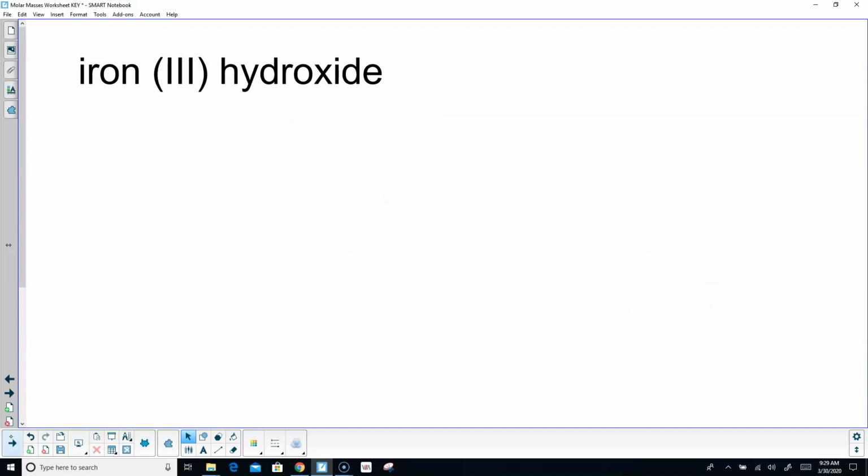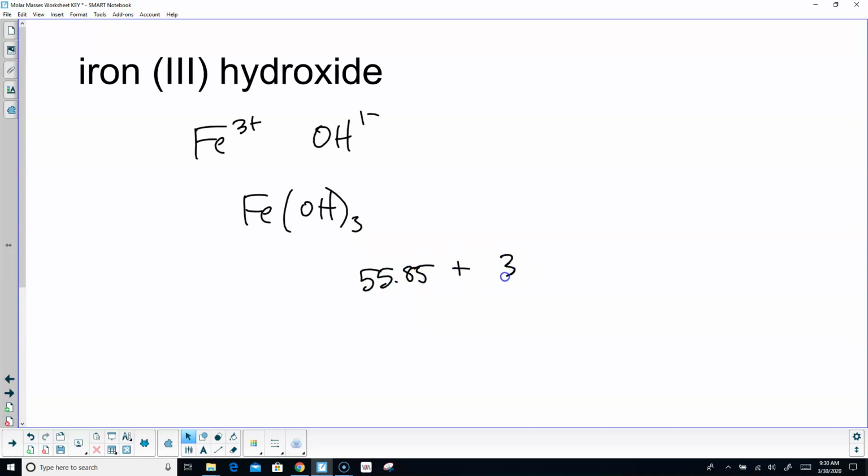Okay, iron 3 hydroxide. That tells me iron is 3+. Hydroxide is 1-. So once again, you're taking a charge and putting it behind a polyatomic. You've got to put that inside parentheses. That tells us there's 1 iron at 55.85. Looks like 3 oxygens each at 16. 3 hydrogens each at 1.01. Multiply, sum. 106.88 grams per mole.